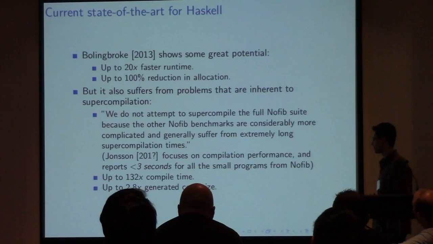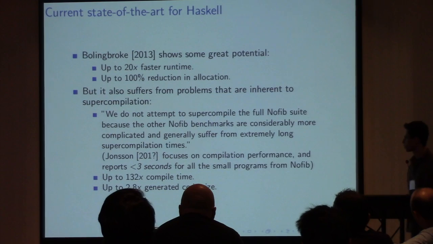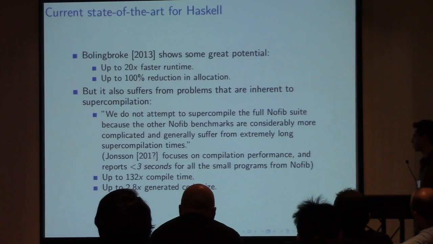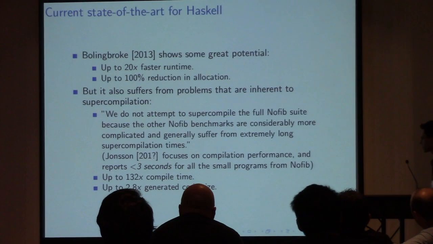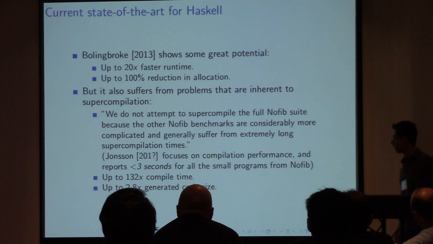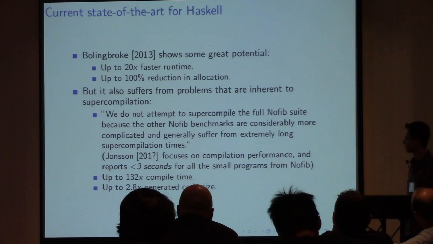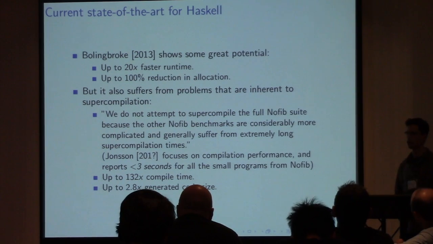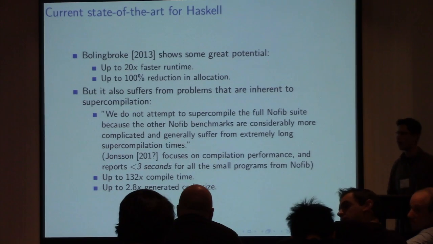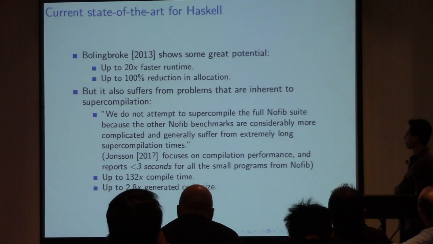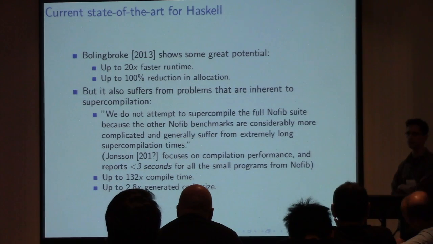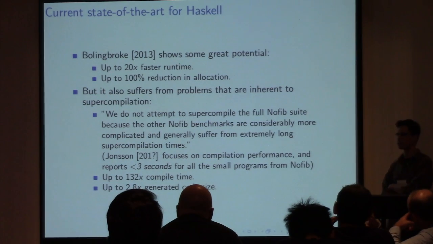We have another PhD thesis, probably published in the same year, and it focuses on supercompilation performance, but the best it can report is under 3 seconds for some small programs from nofib. They also report some extremely slow compile times, like 132x, and the generated code size is generally bigger. Yes? What's a small program? Yeah, I don't know actually, but in the PhD thesis they list which programs they use. It's some subset of nofib.